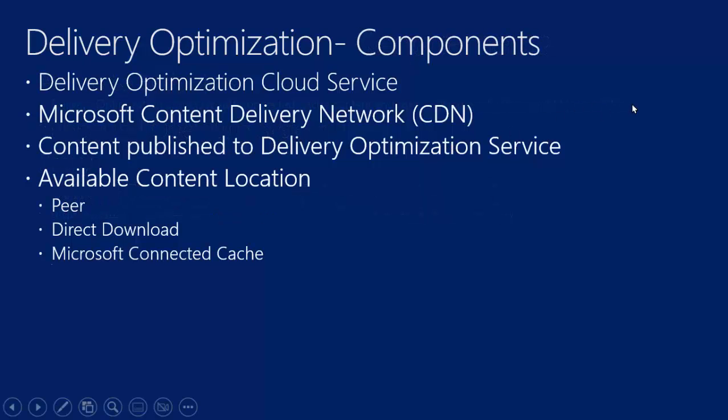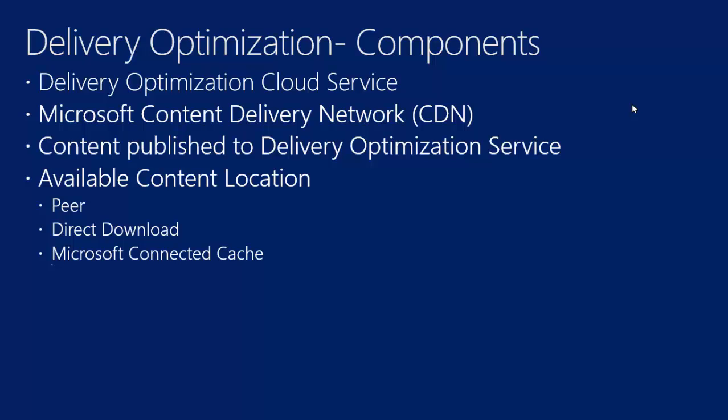Okay, so the components of delivery optimization, a few, right? There's the delivery optimization cloud service. That is the heart and soul of delivery optimization, where your devices will communicate, get instructions from, et cetera, right? But to make delivery optimization happen, the content that you care about has to be published to the delivery optimization service so it knows about that content. Again, that doesn't mean the delivery optimization service is going to store all of the content.